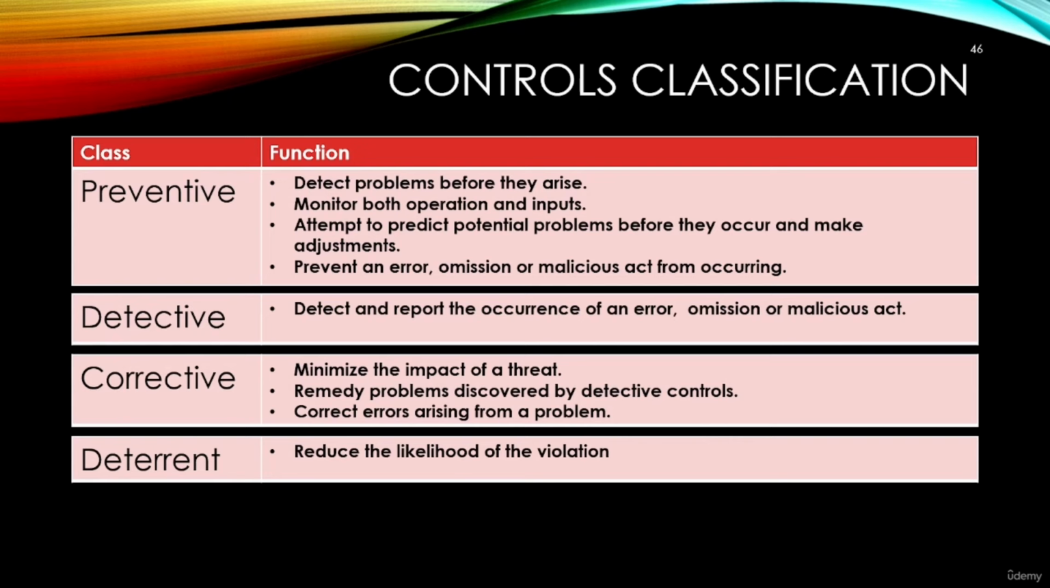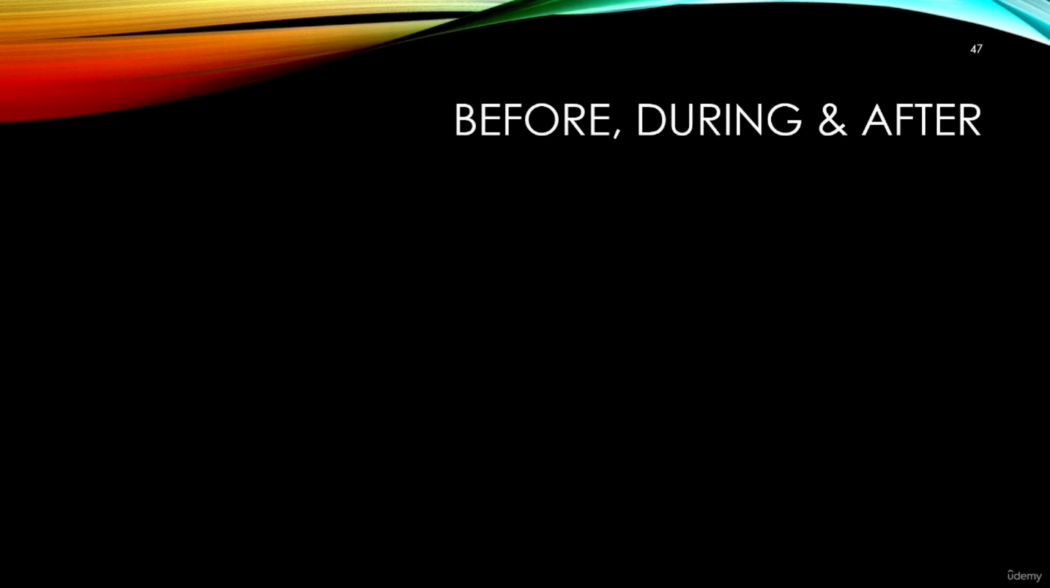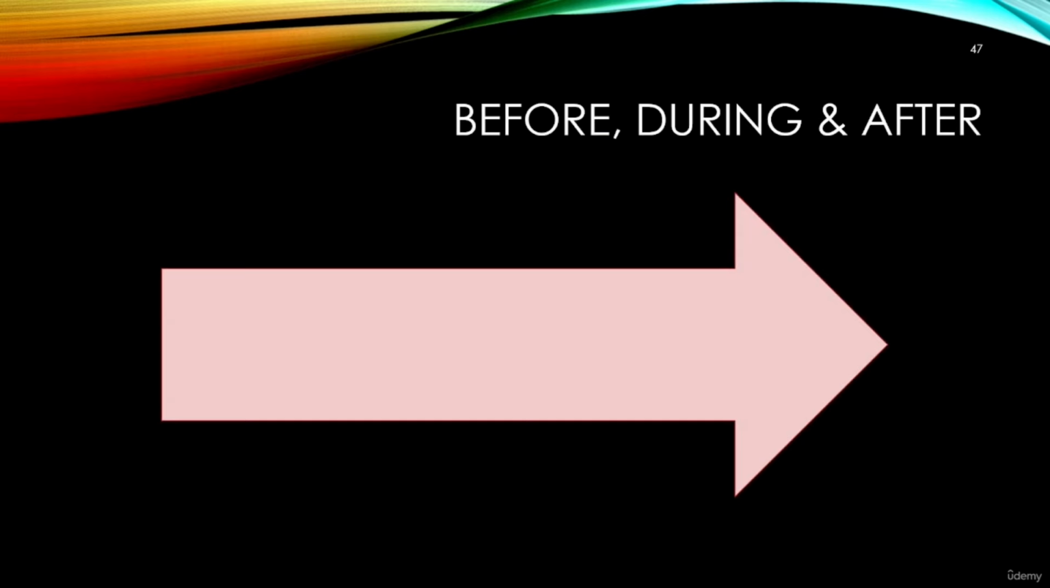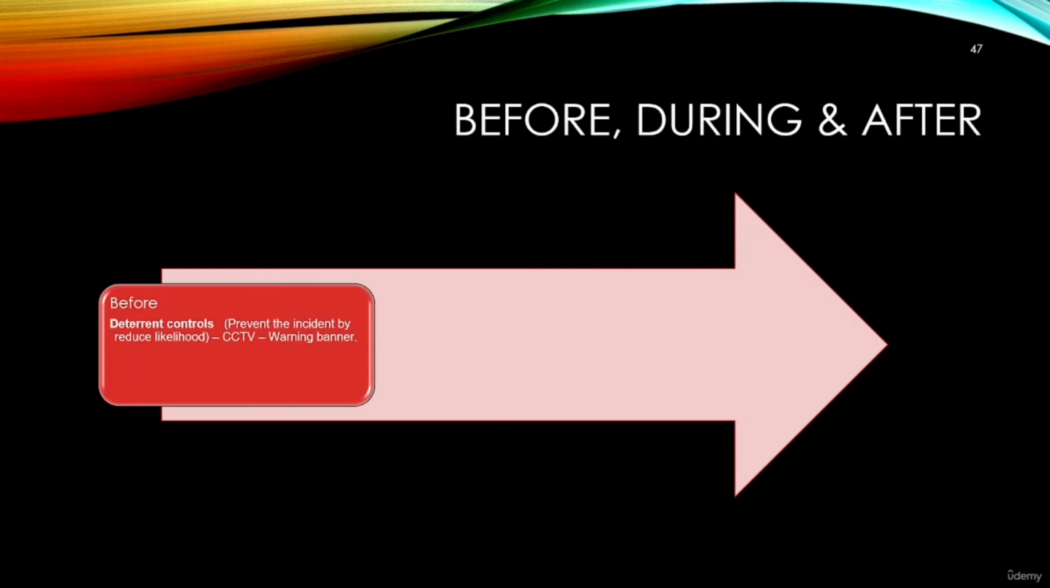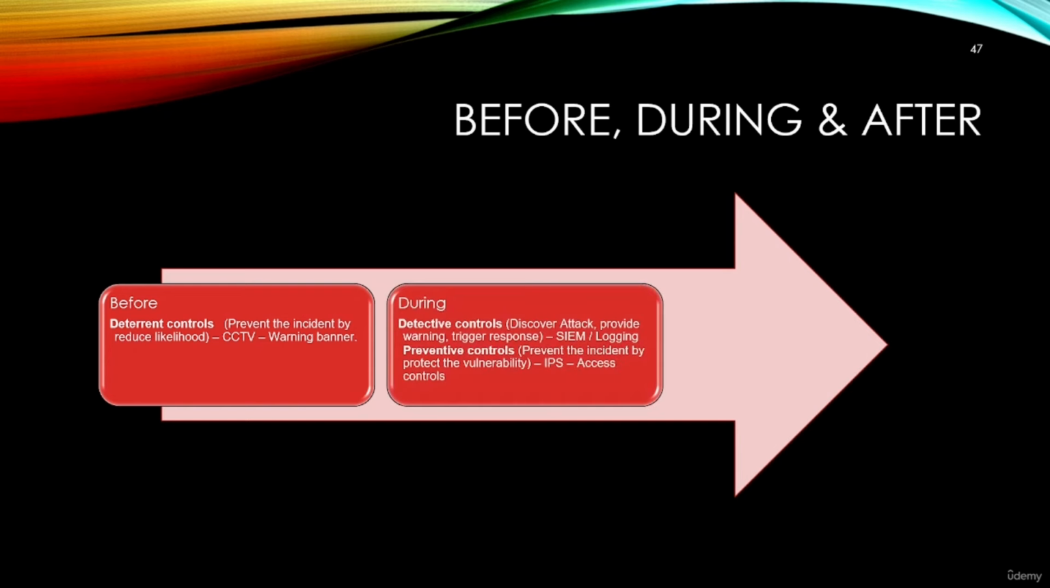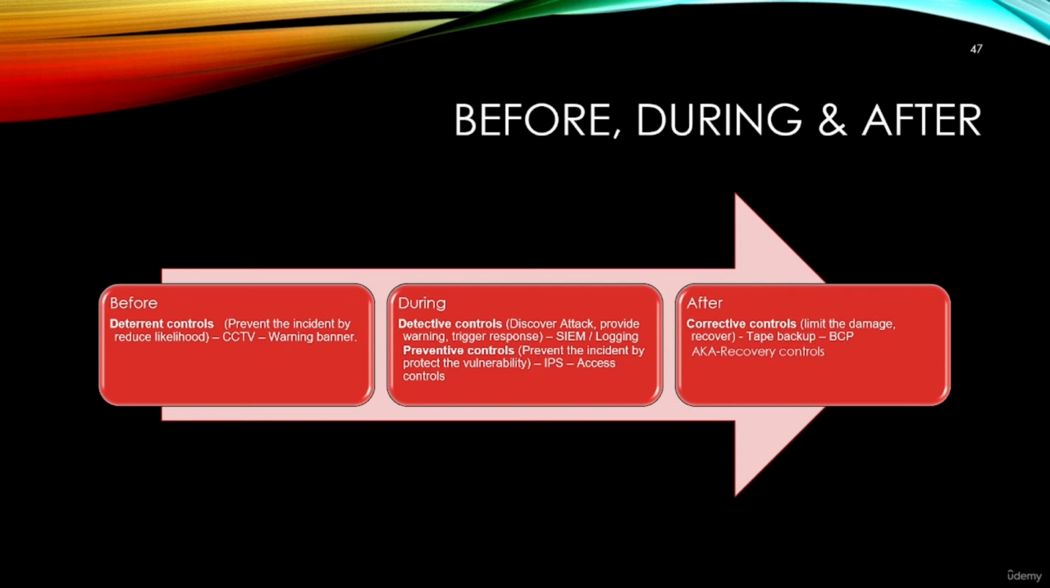So that's why it is called deterrent controls, and deterrent controls can also be detective, because security cameras can detect the intrusion, but also security cameras can act as a deterrent in order to reduce the likelihood of the attack on your organization. When we compare before, during, and after, regarding when the control can be used, we can say that deterrent controls can be used before the incident, such as security cameras or warning banners. If the incident occurred, detective controls can detect the incident and the preventive controls can deal with this incident. And after the incident, we may use the corrective controls in order to reduce the level of damage.